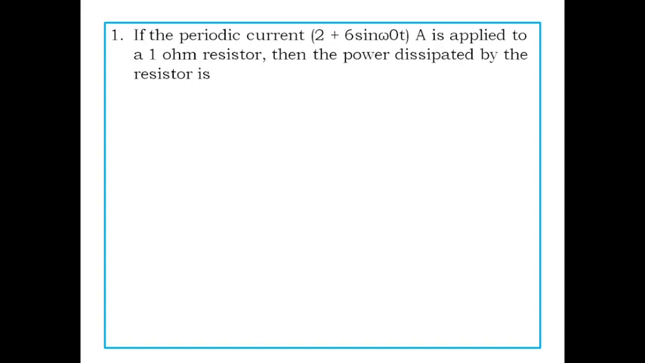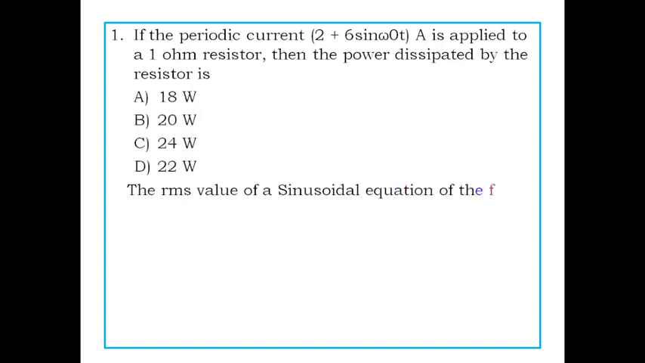If the periodic current 2 plus 6 sin omega t ampere is applied to a 1 ohm resistor, then the power dissipated by the resistor is, they are given some 4 options. So you just need to find what is the power dissipated in the resistor of 1 ohm. So we know the power formula, that is I square R. Okay, so what is this I square? When we consider periodic, meaning sinusoidal waveform, I square means it should be the I RMS current, I RMS square.